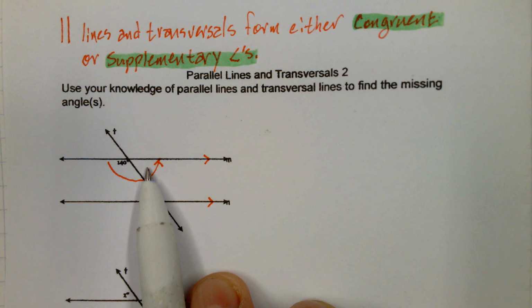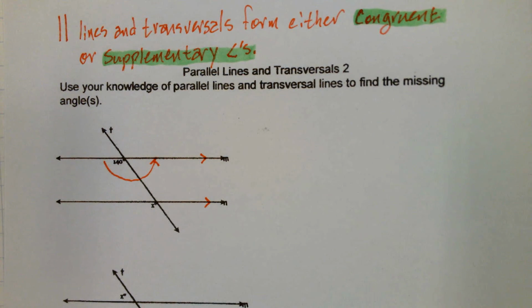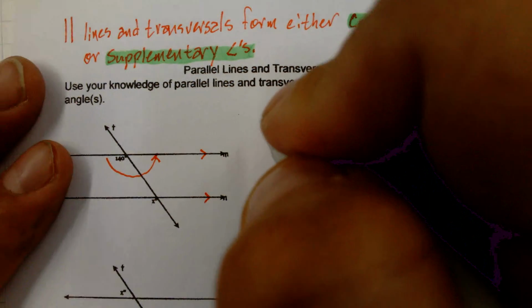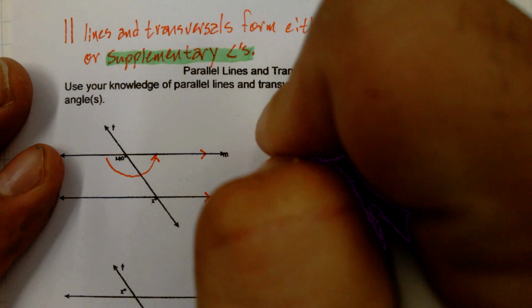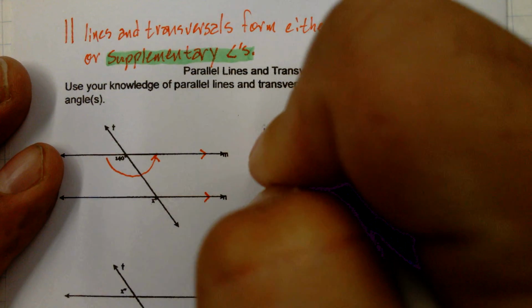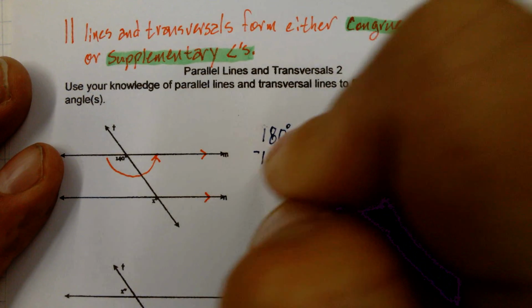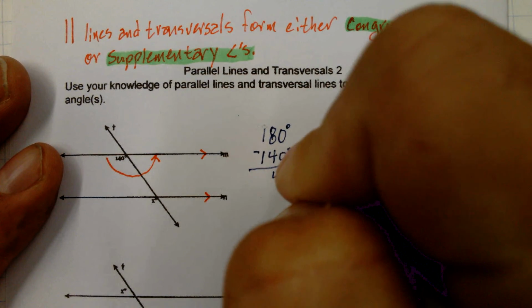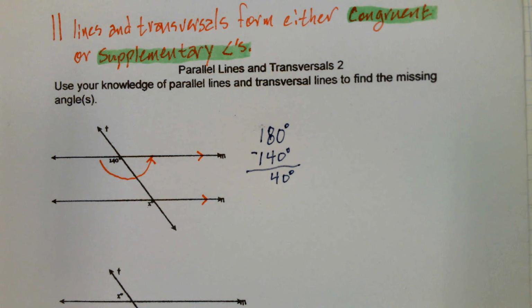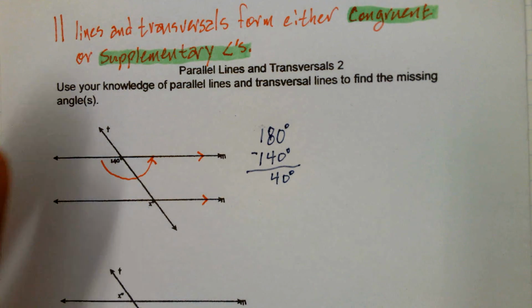40. How'd you get 40? Yeah. I usually do it the subtraction method. So I usually either in your head or on paper, you do something like this. 180, take away 140, and that gives you 40. So that's the smaller angle. Every acute angle in this parallel line system is 40 degrees.